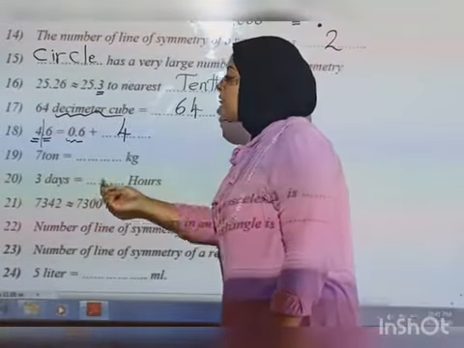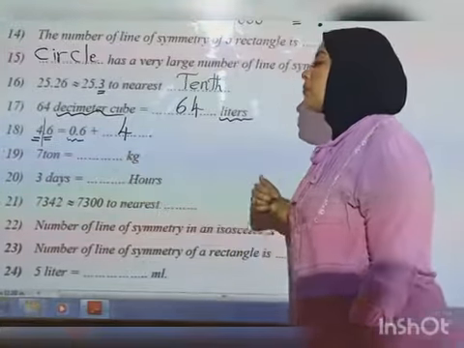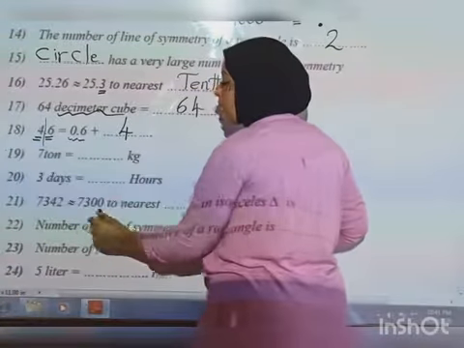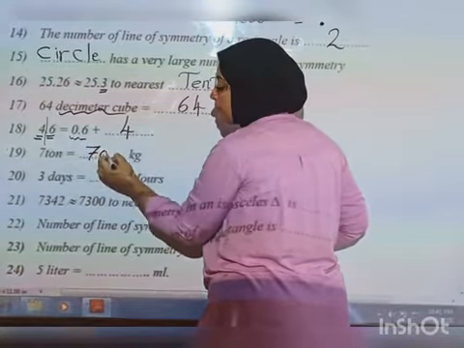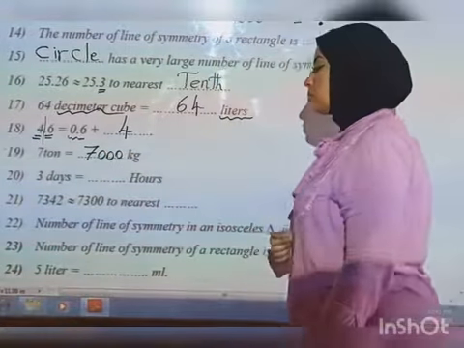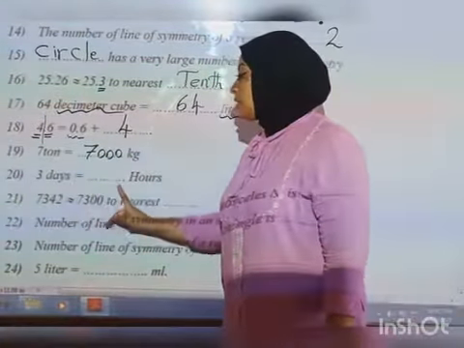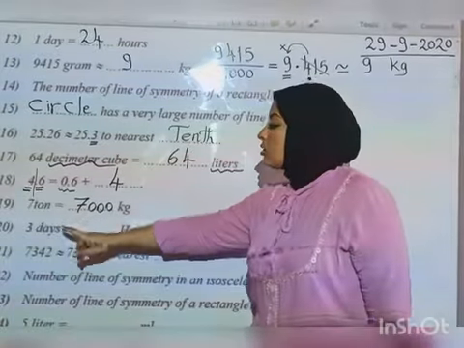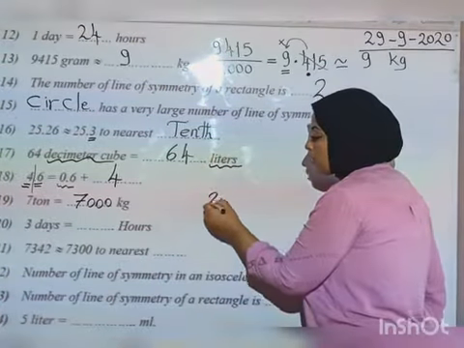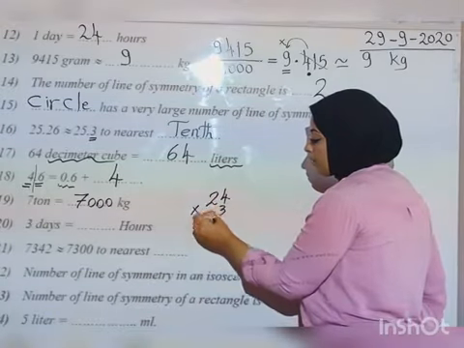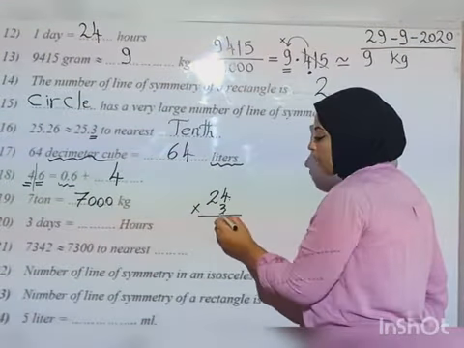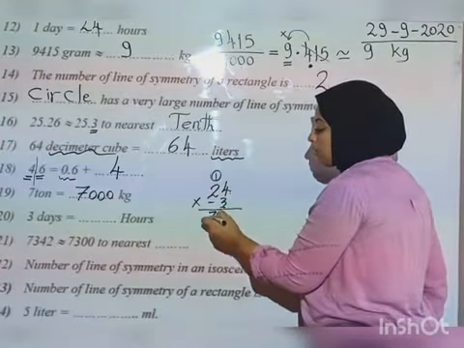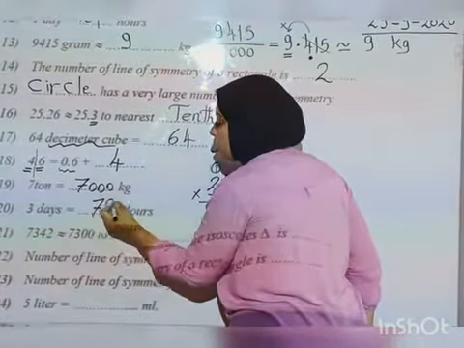Number 19. 7 tons equals how many kilograms? 1 ton equals 1,000 kilograms. So 7 tons equals 7,000 kilograms. 3 days equals how many hours? We know before that 1 day equals 24 hours. So 3 days equals 24 times 3. 3 times 4 equals 12. Put 2, carry 1. 3 times 2 equals 6. 6 plus 1 equals 7. So it will be 72 hours.